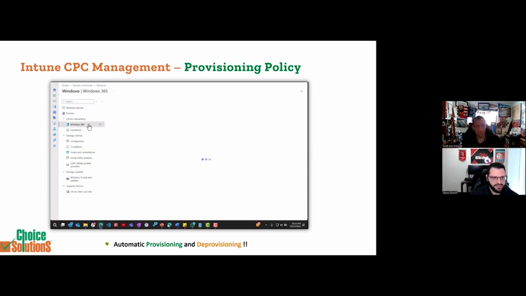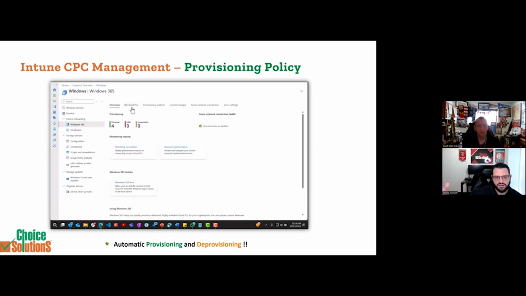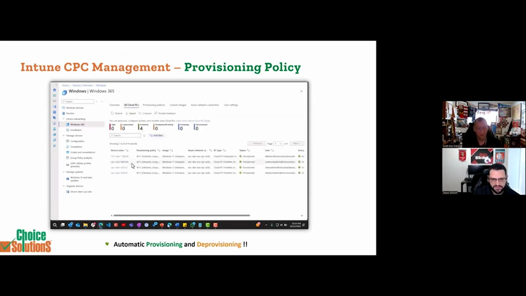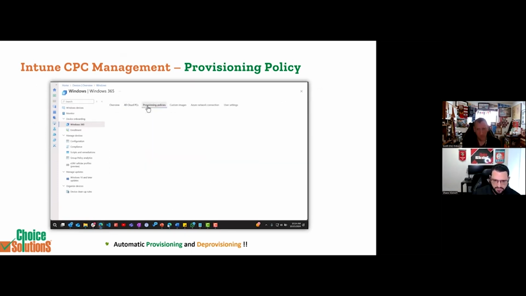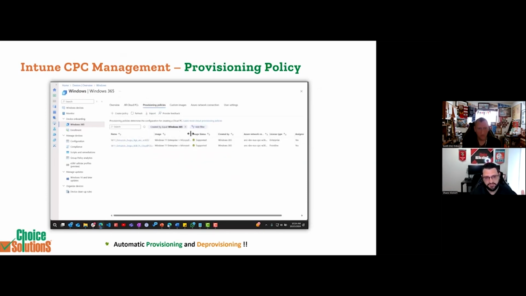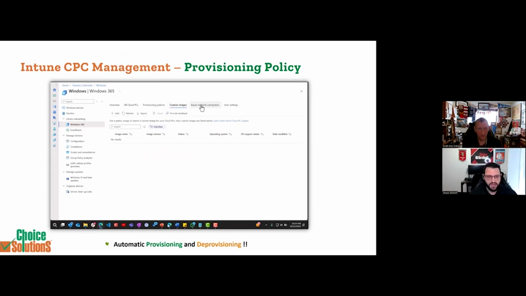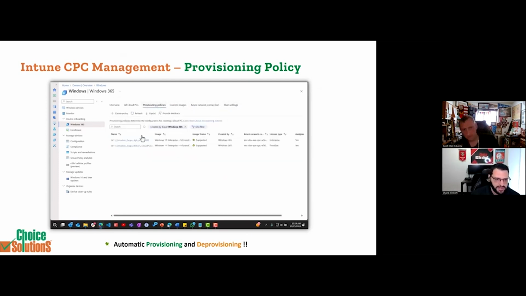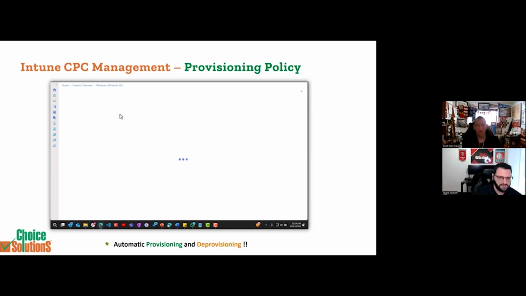So you'll see it right there under Intune, under devices, you'll see Windows 365. You'll see across the top all cloud PCs. So you're going to see all your cloud PCs along with the statuses, the provisioning policy, the image, Azure network connection, what region it's a part of, what user it's assigned to. You'll see your provisioning policies, and we're going to walk through creating one here. But custom images, that's what Oz just mentioned, your Azure network connection, your user settings, if you're going to configure those snapshots and backup.